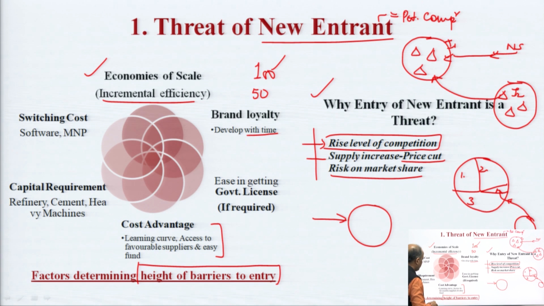If any industry has a high level of entry barriers, like it is difficult to achieve economy of scale, it is difficult to get brand loyal customers in less time, it is difficult to get cost advantage, capital requirement is very huge, switching cost is comparatively easy, then in all these cases the barrier to entry is very high, and a new entrant would be restricted looking at the height of the barriers.